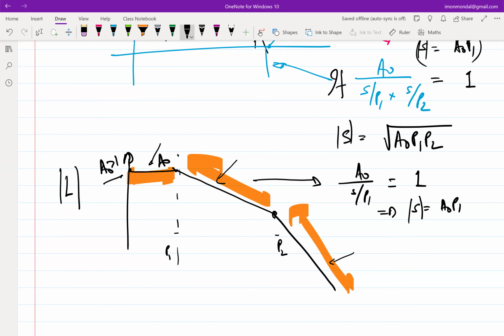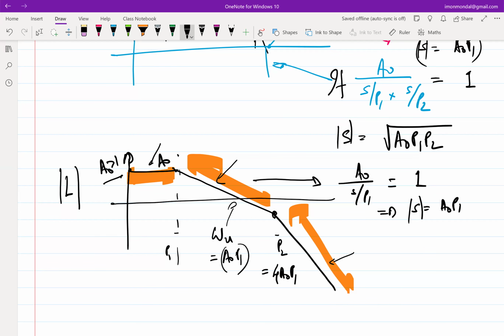Given that it's a critically damped system, from our closed loop equations we know that P2 is 4 times A naught P1. Where will your UGB location be? In between, in the middle segment, right? So it will be here. Essentially, your UGB will be somewhere here, and this is equal to 4, this is equal to A naught times P1.